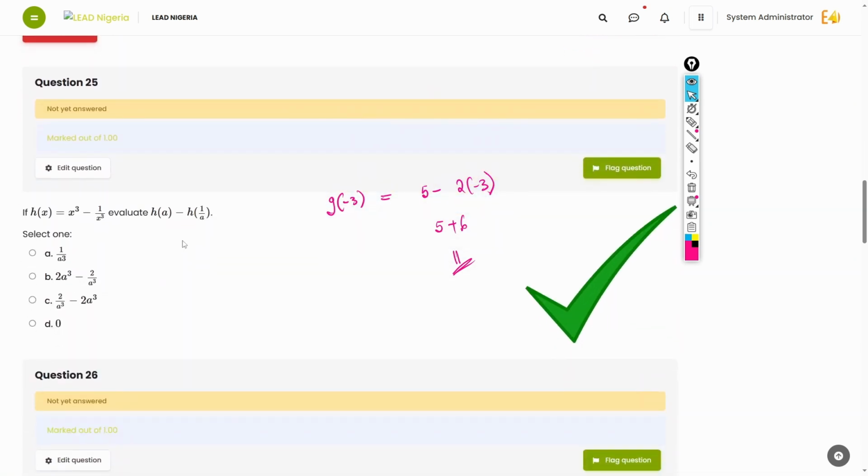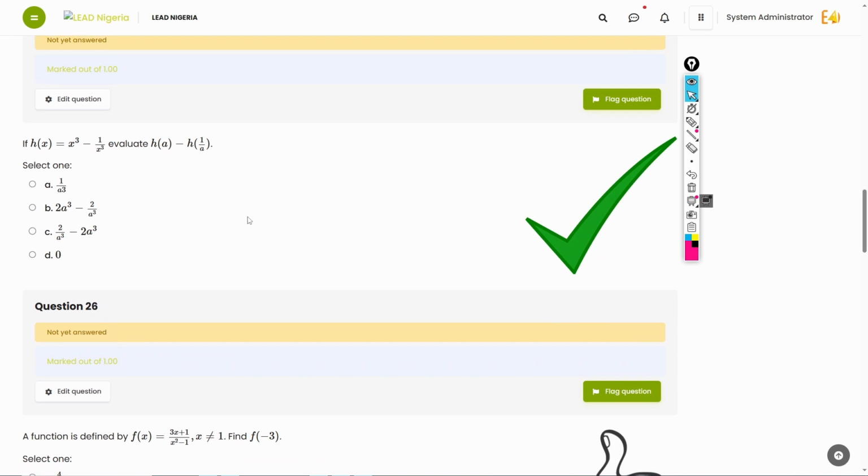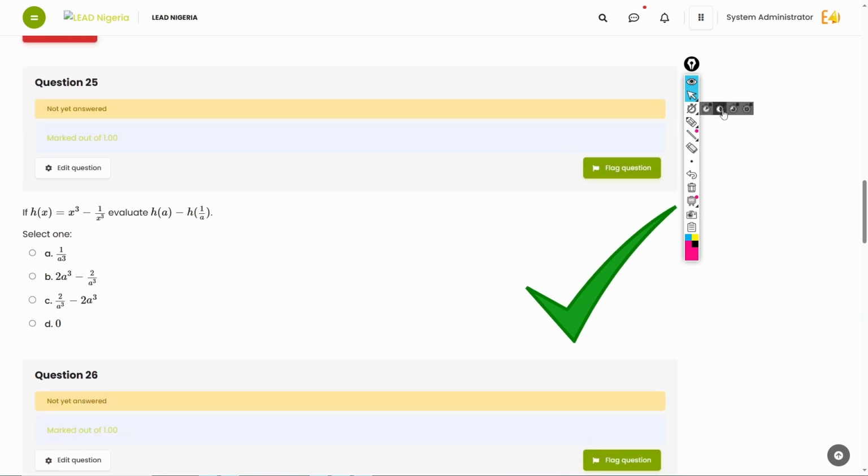Okay, 25. 25 says we should evaluate this. H of A minus H of minus A. Okay, let's dive in. All right, so what is H of A? H of A would be A cubed minus 1 over A cubed. That's simple enough. A cubed minus 1 over A cubed.